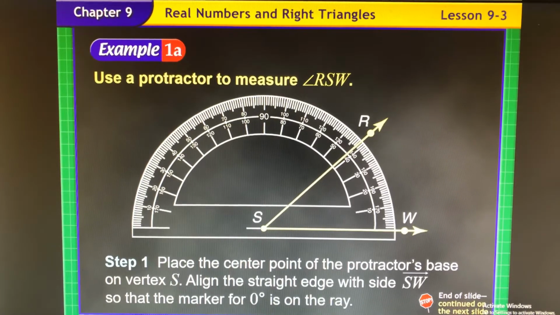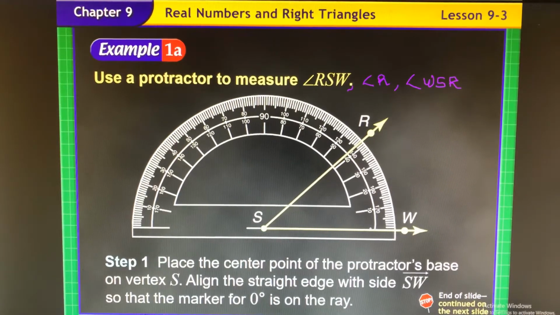This is clearly an acute angle because it is less than 90 degrees. We can call this angle S. So we can say they called it angle RSW. We can also call it angle R, or we can call it angle WSR. We can call it all those different kinds of angles as long as we put the vertex in the center. It's fine, and there's only one angle, so we can call it by one letter.